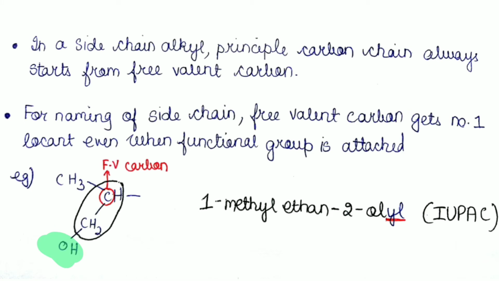So basically, we'll give this number 1 locant, and then we'll give number 2 locant to this carbon atom as it consists of the functional group. And the name of this side chain will come out to be 1-methyl ethane 2-ol yl. Because it's a side chain, you'll always have to write the yl part. So that is there. The name of this side chain comes out to be 1-methyl ethane 2-ol yl.